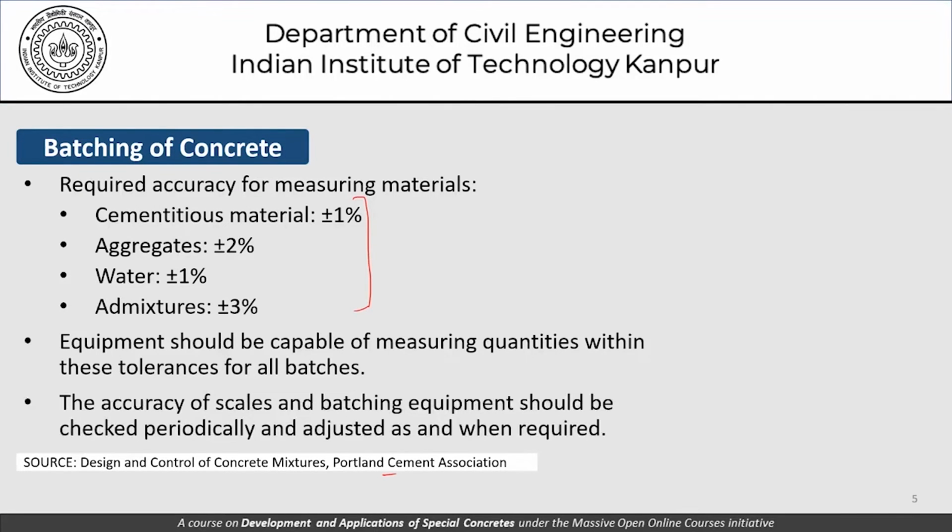The accuracy of scales and batching equipment should be checked periodically and adjusted as and when required. So this calibration is a periodic process, and I would encourage you to find out what are the specifications that govern this calibration, whether the calibration has to be done at regular intervals of time. That's one way of looking at it. There is also another way of looking at it, that the calibration should be done after producing a certain number of cubic meters of concrete, regardless of the time it takes. So whichever comes earlier should govern the check of the plant equipment for its accuracy.